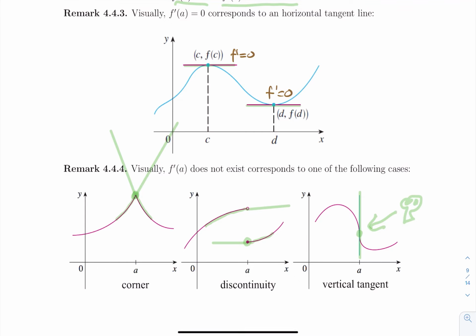So if you have a point on a graph where the tangent is a vertical line, we call this a vertical tangent, not the same thing as a vertical asymptote. That would correspond to a point where it's not continuous. But if you have a vertical tangent, the derivative does not exist. So anyways, three cases: a corner, a point where it's discontinuous, and a vertical tangent. Those correspond to f prime does not exist, or where the derivative is undefined.